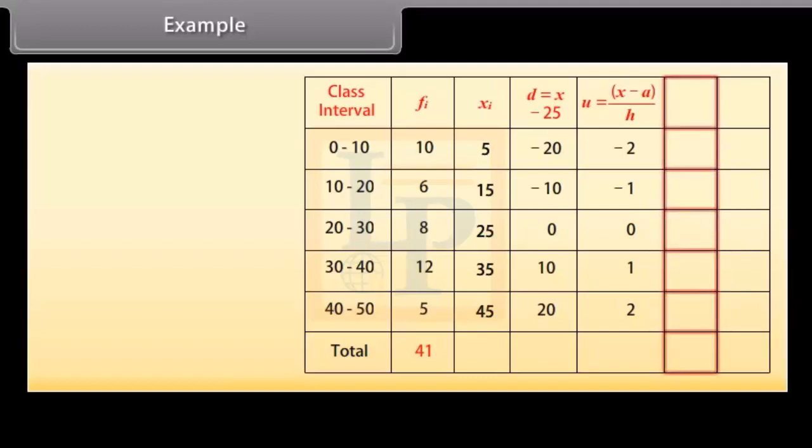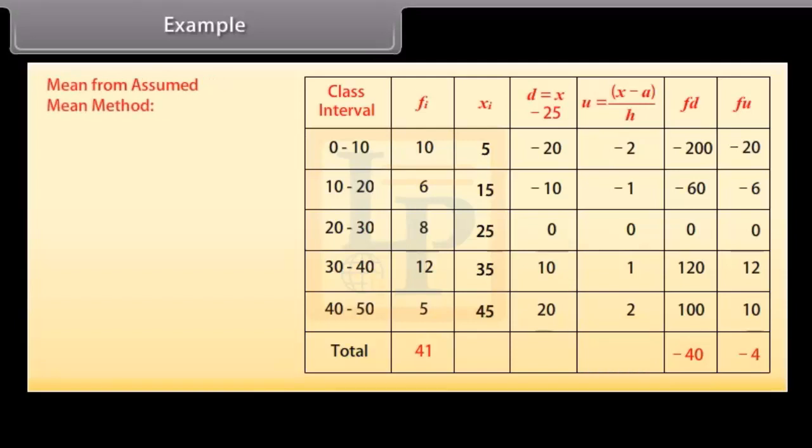In the sixth column, we find the product of f and d, and their sum is minus 40. In the seventh column, we find the product of f and u, and their sum is minus 4. And then we find the mean using assumed mean method by using the formula assumed mean plus summation of the product of fi and di divided by summation of fi. 25 plus minus 40 by 41.